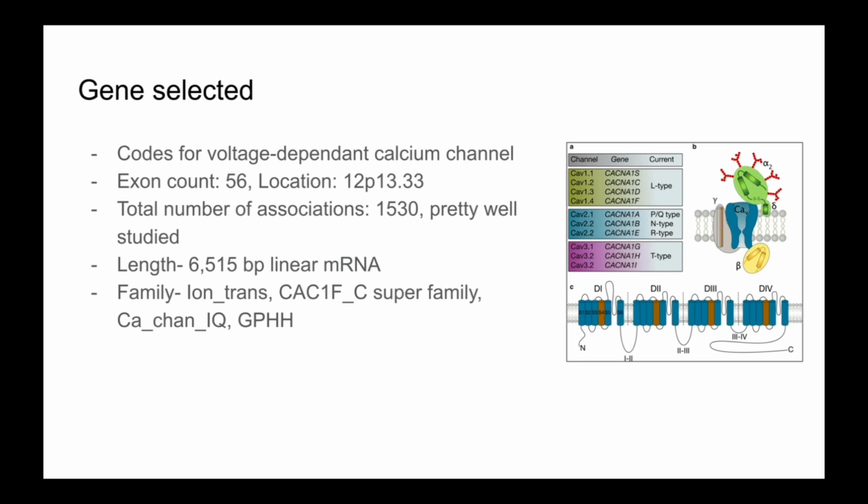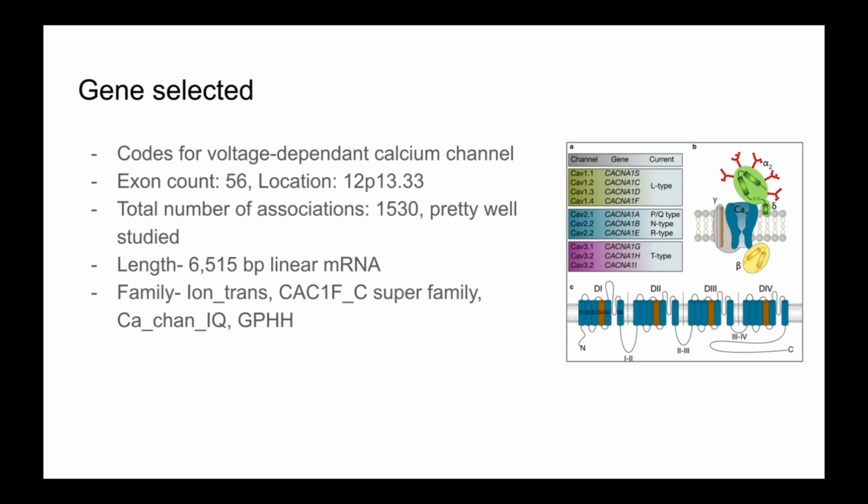This gene codes for voltage-gated calcium channels, which are the primary mediators of depolarization-induced calcium entry into neurons. It contains 56 exons and is located on the short arm of chromosome 12, region 1, band 3, subband 33. There are a total of 1,530 associations, which indicates that it is very well studied. The gene contains 6,515 base pairs of linear mRNA.